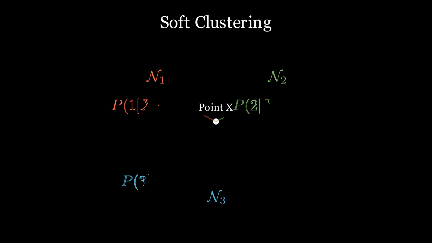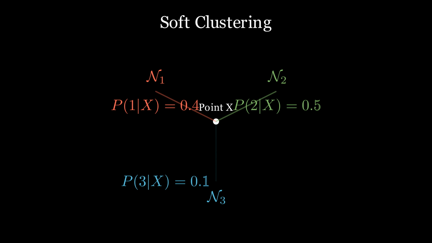A key advantage of GMM is soft clustering. Each point has a probability of belonging to each cluster. For example, this point has a 40% chance of belonging to the red cluster, 50% to green, and 10% to blue.